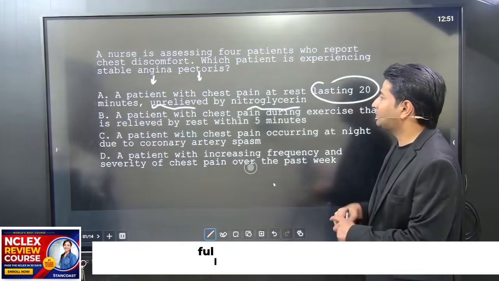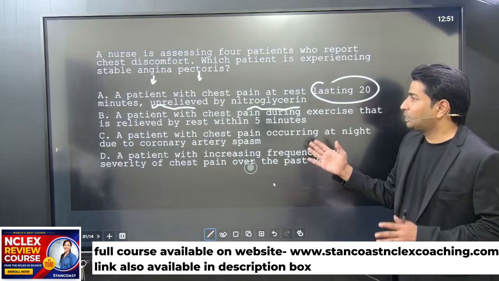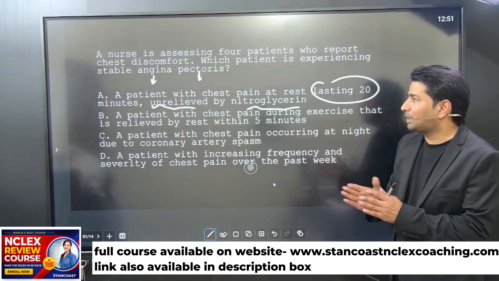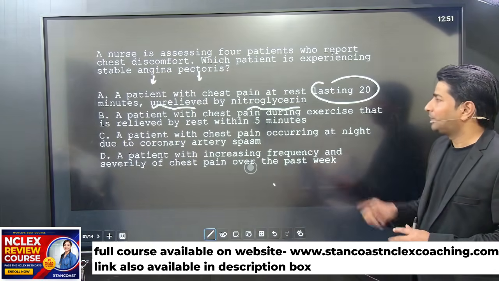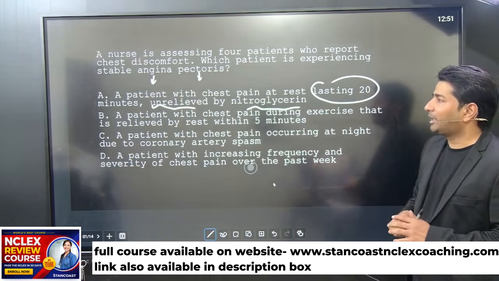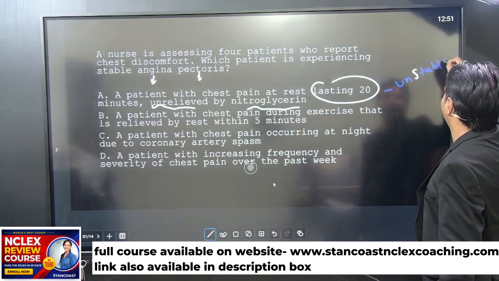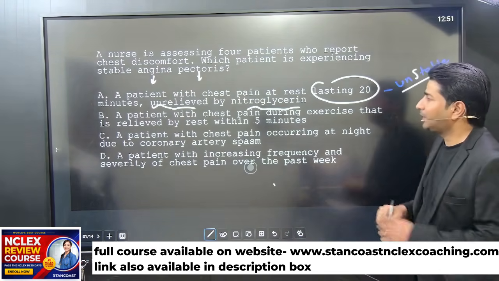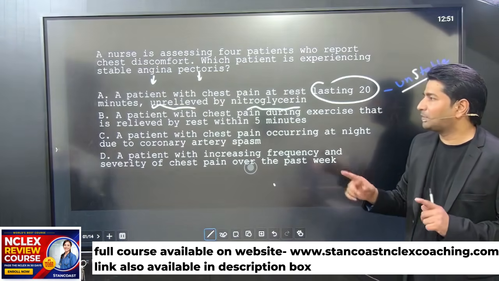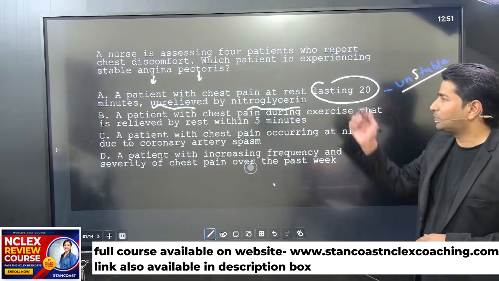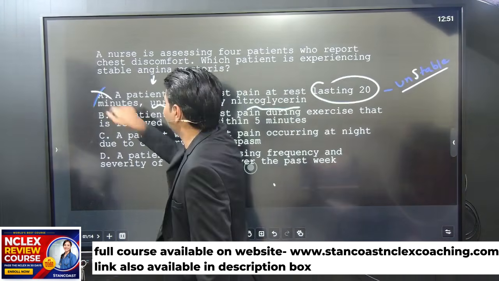This means even after giving the patient nitroglycerin, this pain didn't go away. Nitroglycerin was given, meaning we increased the supply by dilating the coronary artery, but despite that, there was no relief from the pain. So this means it has become unstable. So this one is unstable angina. Because in unstable, what happens is that even when we remove the trigger, or if we increase the supply, there is still no relief from the pain. So that's called unstable angina pectoris. So we'll eliminate this one here.